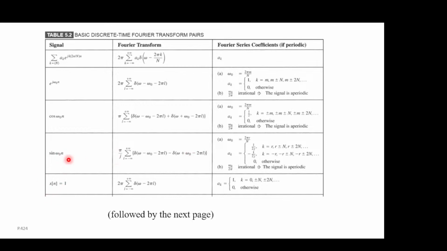And then you have a constant function, and a constant function is omega naught equal to 0. So you put in omega naught equal to 0 here, and you get this delta of omega minus 2 pi l.